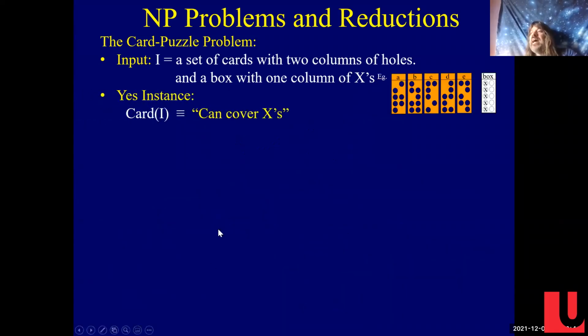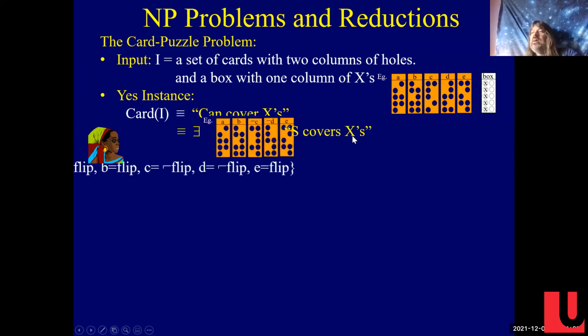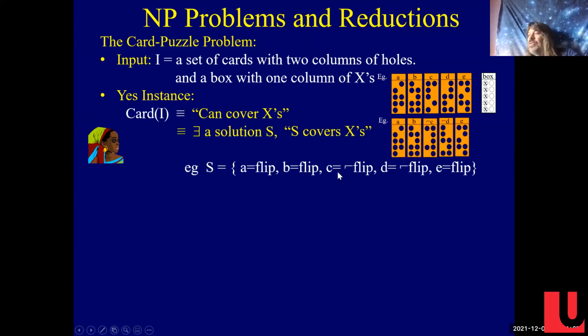So we can say, hey, given what is I is a bunch of cards. And we say it's a yes instance if I can cover all the X's. And what does that mean? It means that there exists a way of flipping the cards that covers all the X's. And what does that mean? Oh, here's a solution, right? It says flip some, it says don't flip others, right?